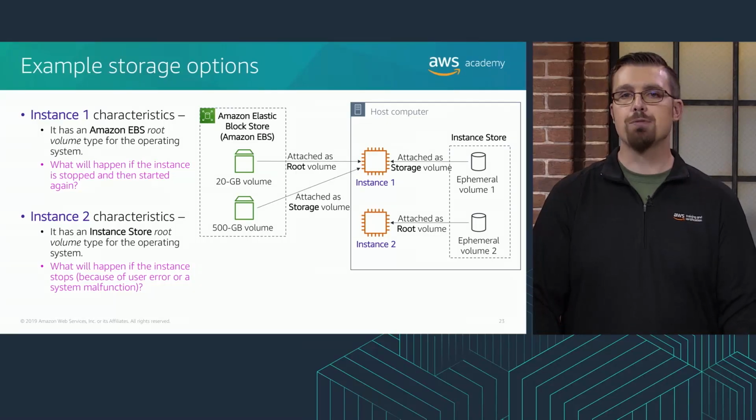However, it could be stopped from within the instance OS, for example, by issuing a shutdown command, or it could be stopped because of an OS or disk failure, which would cause the instance to be terminated. If the instance was terminated, all the data that was stored on Ephemeral Volume 2 would be lost, including the OS. You would not be able to start that instance again.